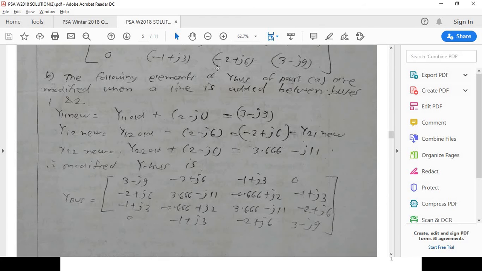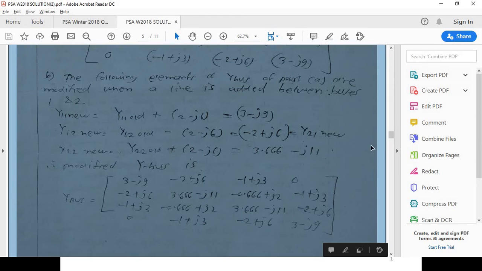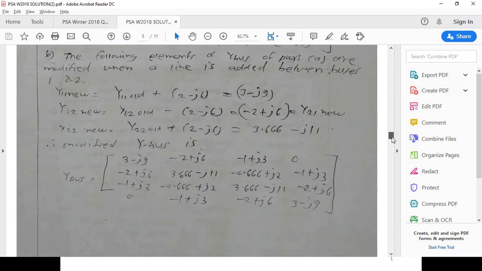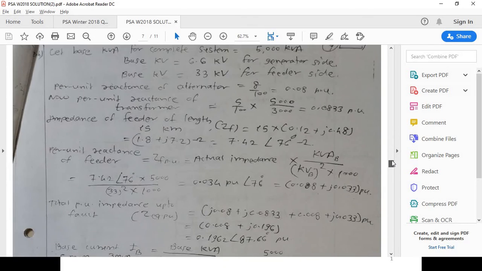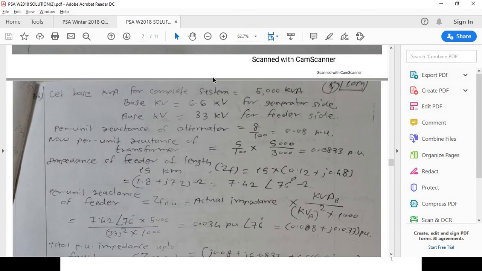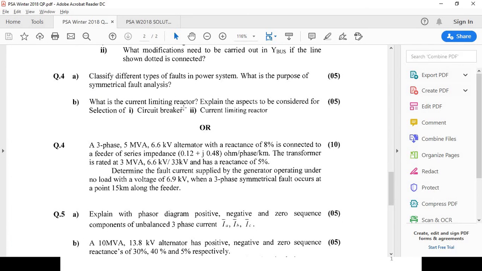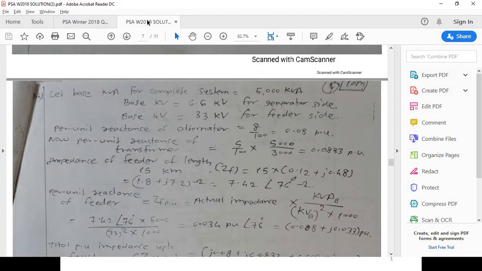So we'll try to solve this numerical. This numerical is question number 4. First of all, we consider the base power value. As per the given data, the transformer rating is 5 MVA. We'll consider the same as the base value of the power. You can select the base value of the power either as the maximum power value or in multiples of 100, and accordingly your base value of the voltage will change.